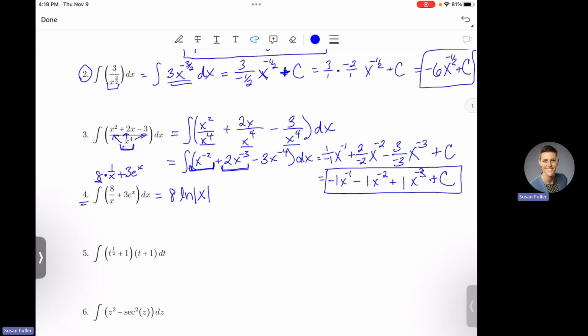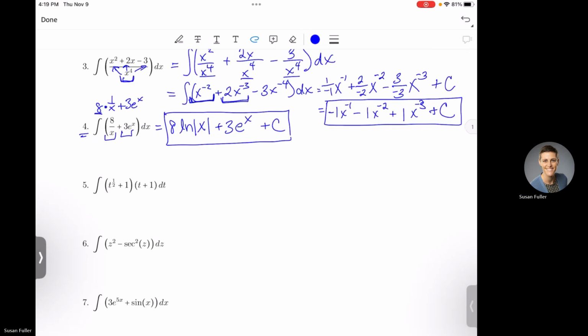So this is going to be 8 times the natural log of the absolute value of x. That's the antiderivative of this part. And then the antiderivative of 3e to the x is 3e to the x, since the derivative of e to the x is e to the x, and that 3 comes along for the ride. And so I just need to add on my plus c because this is a general antiderivative.